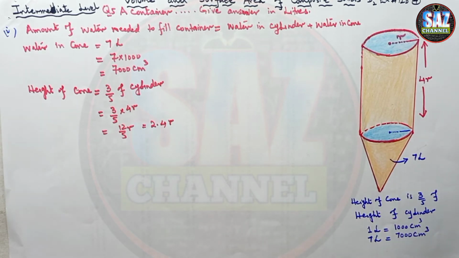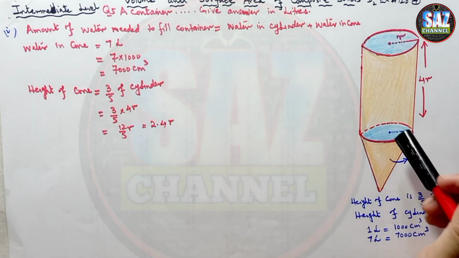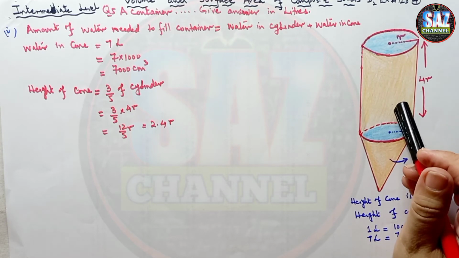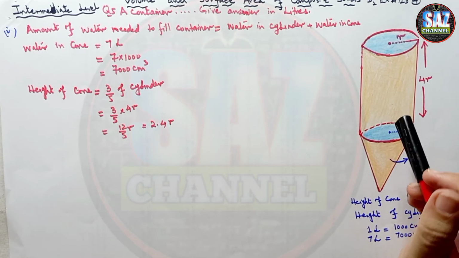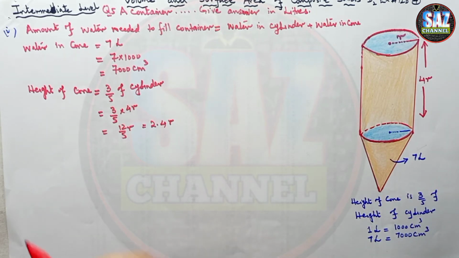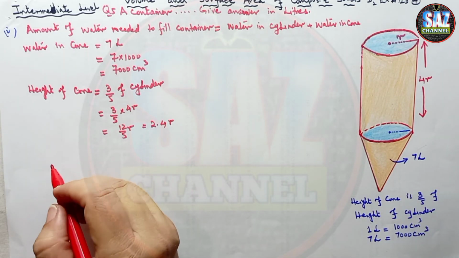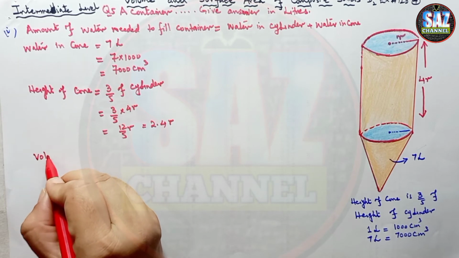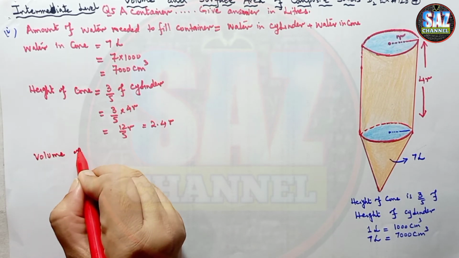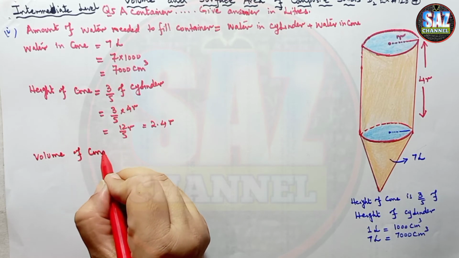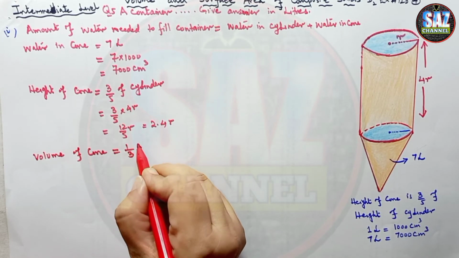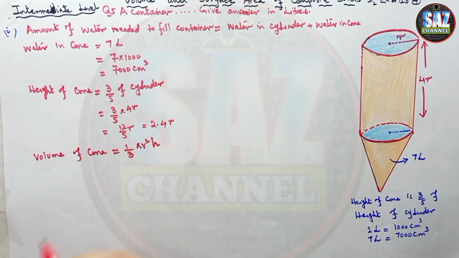Now volume of water, the basic problem is that we need to find the volume of the cylinder. For that we need to find the radius. And how are we going to find the radius? That is the question that we are going to discuss. That volume of cone equals 1/3 pi r square h.